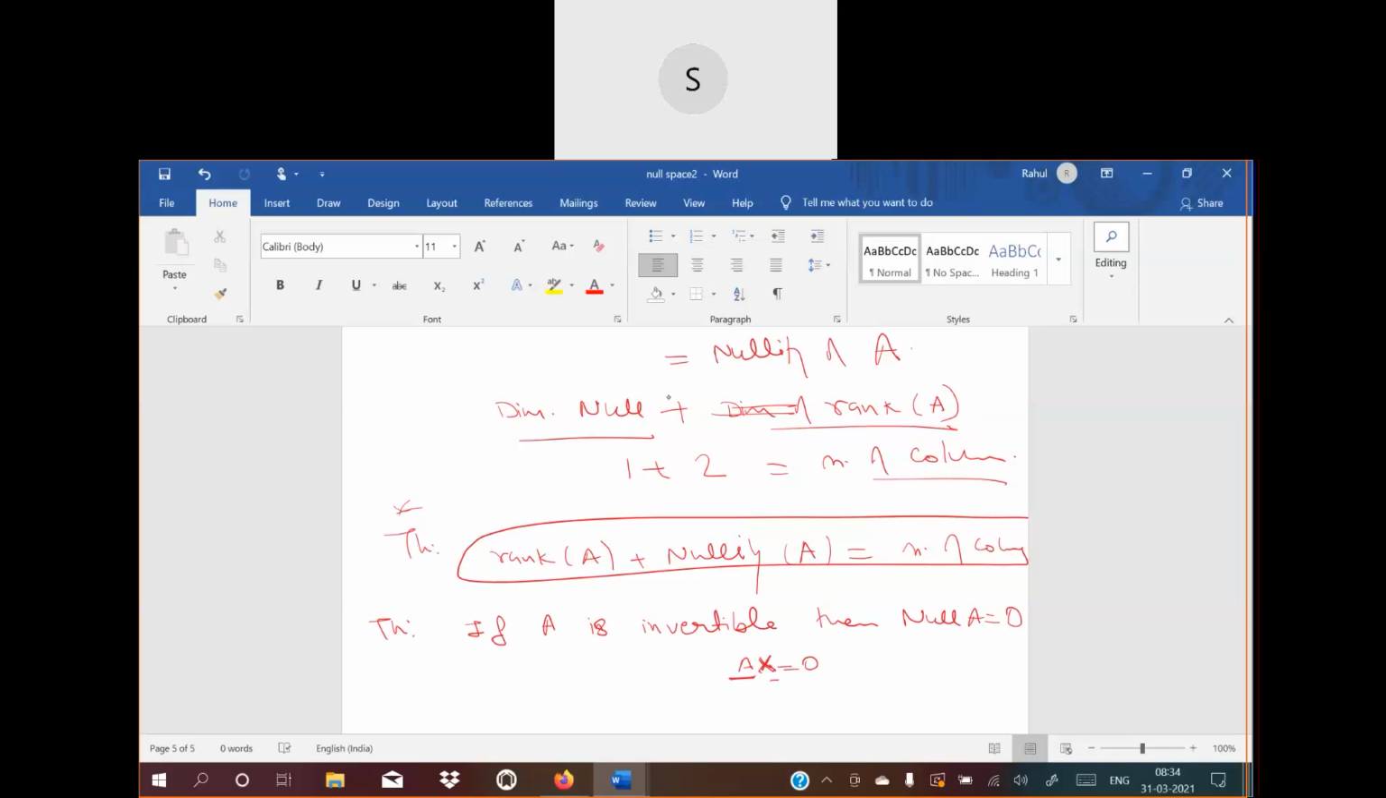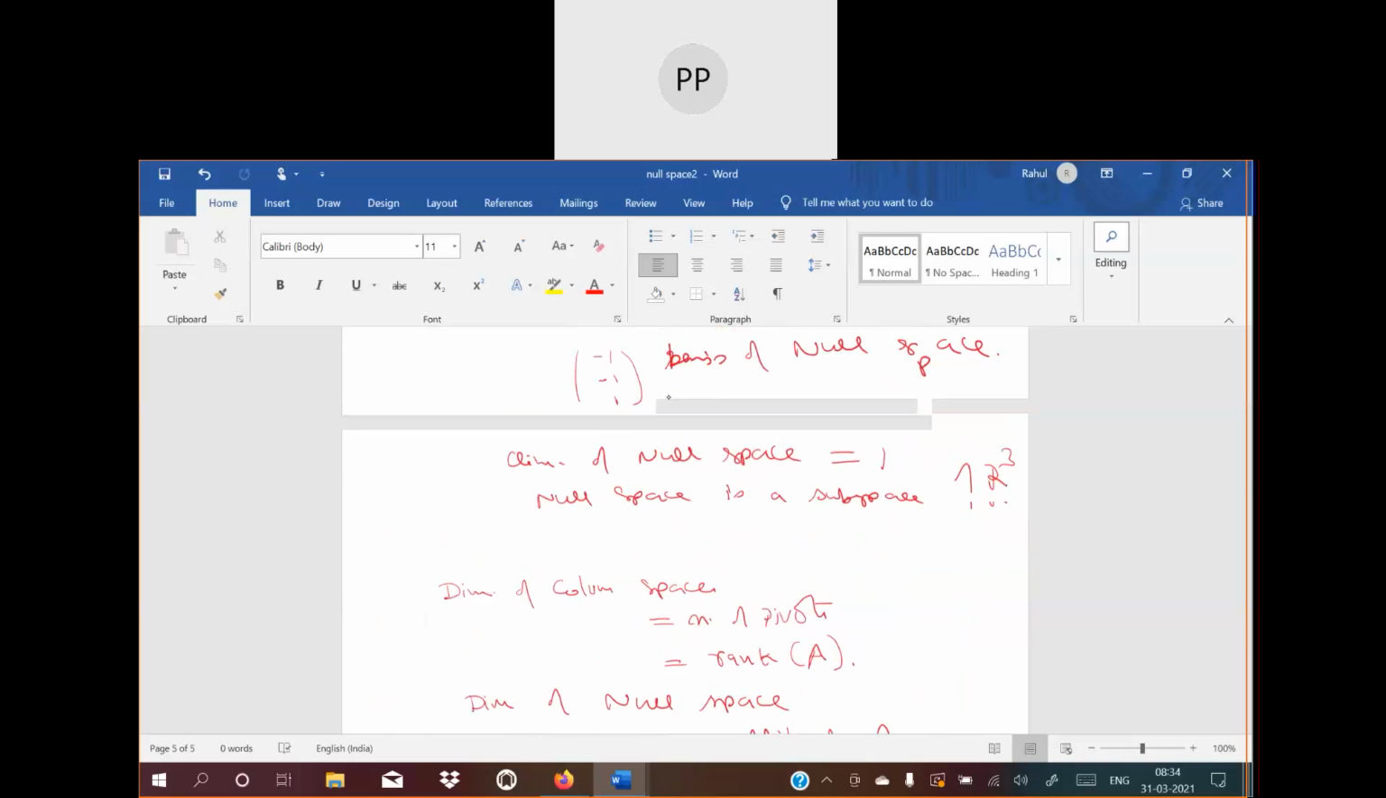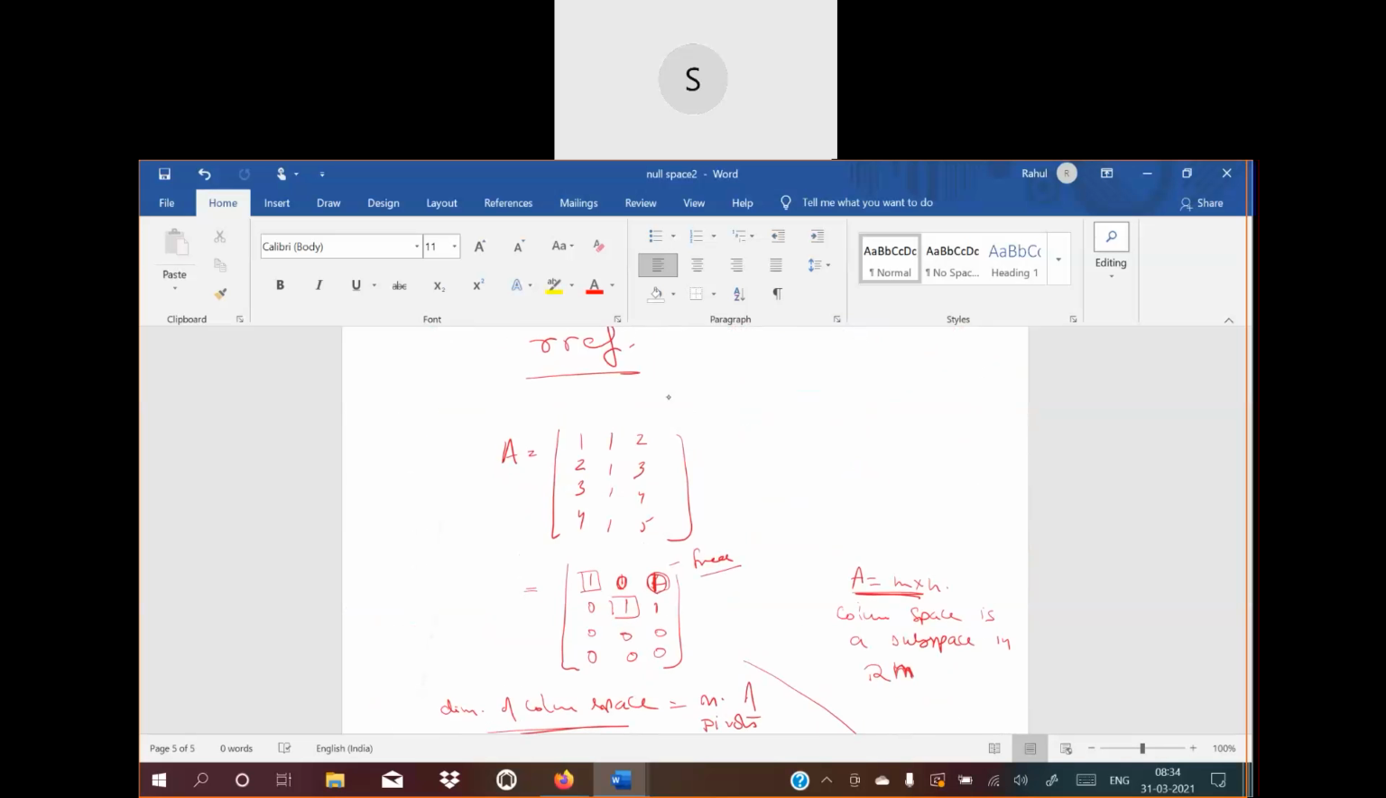Ma'am, in the above example, the dimension of null space would be 4. No, sorry, it would be 3 only, no? Why would it be 1? Here the column space is these 3 columns, something which spans these 3 columns. Right. Now we are saying that to get that, we have to get the number.